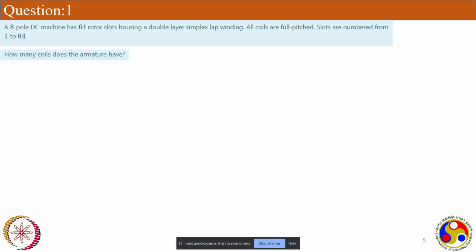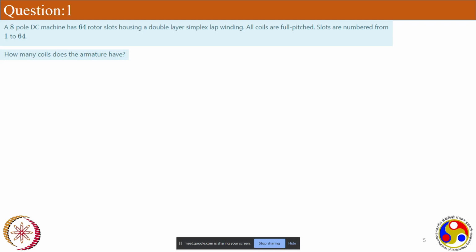So you can see here we were given an 8-pole machine. The 8-pole DC machine has 64 rotor slots. It is housing a double layer simplex lap winding. All coils are full pitched. Full pitch means each coil will have its own full coil span. Coil span will be the same thing we discussed. Each coil will start from one, and it will use the complete coil span. That is full pitched. And slots are numbered from 1 to 64.